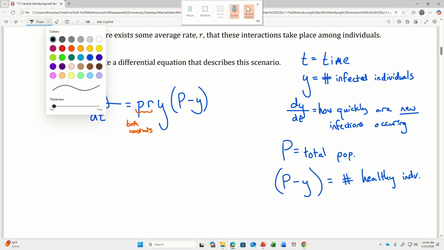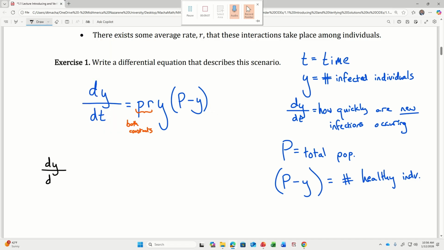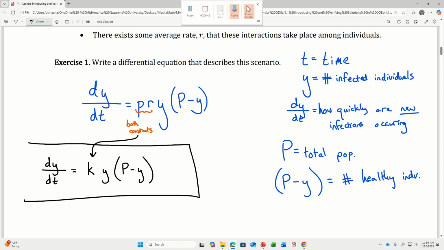I would prefer to just rewrite this as something like dy dt equals k times y times p minus y. Where now that capital P is population. And k is just a constant that represents both the number of interactions that happen on average and the average probability that an interaction will create a new infection. An interaction between a healthy person and an infected person. Okay, so this is our differential equation. This is what I would say is the answer to exercise 1. Does that make sense to everybody?